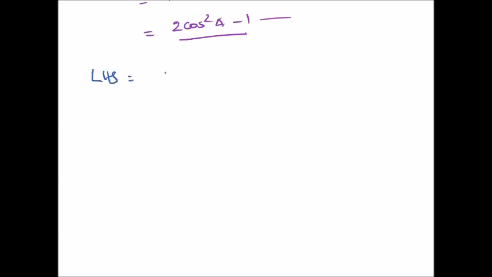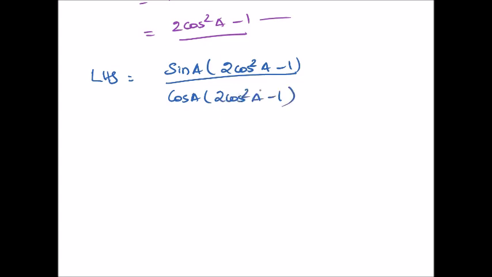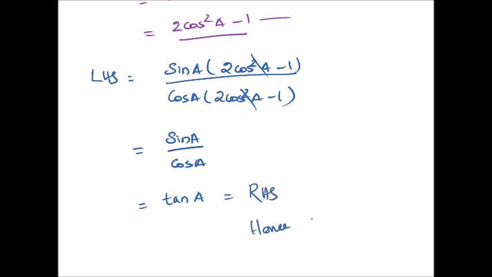LHS is equal to sin A into (2 cos square A minus 1), the whole divided by cos A into (2 cos square A minus 1). So these two are cancelled. We'll get sin A by cos A. That's equal to tan A. That is RHS and hence proved.